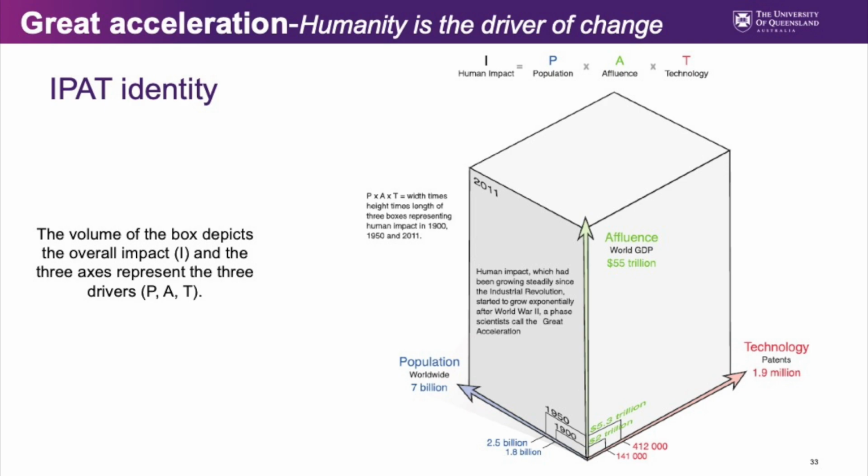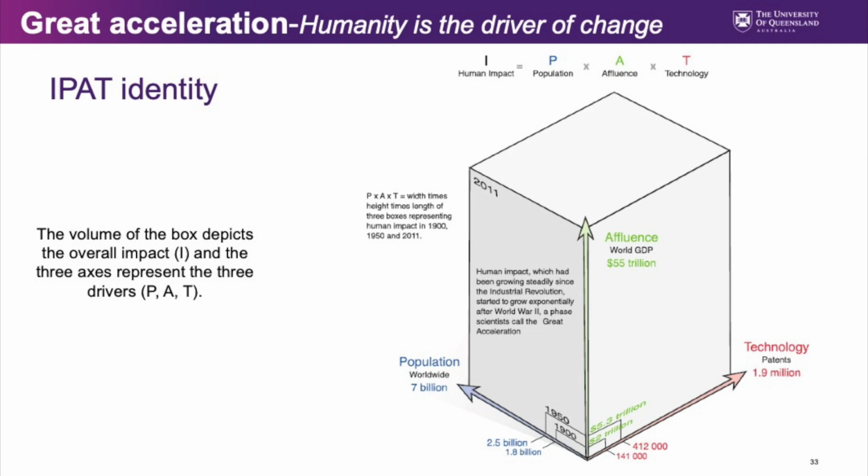So a simple way to estimate the overall impact of the Great Acceleration on the global environment is via the IPAT identity, where the impact is the aggregate of changes in population, affluence, and technology, and affluence as an indicator for consumption.